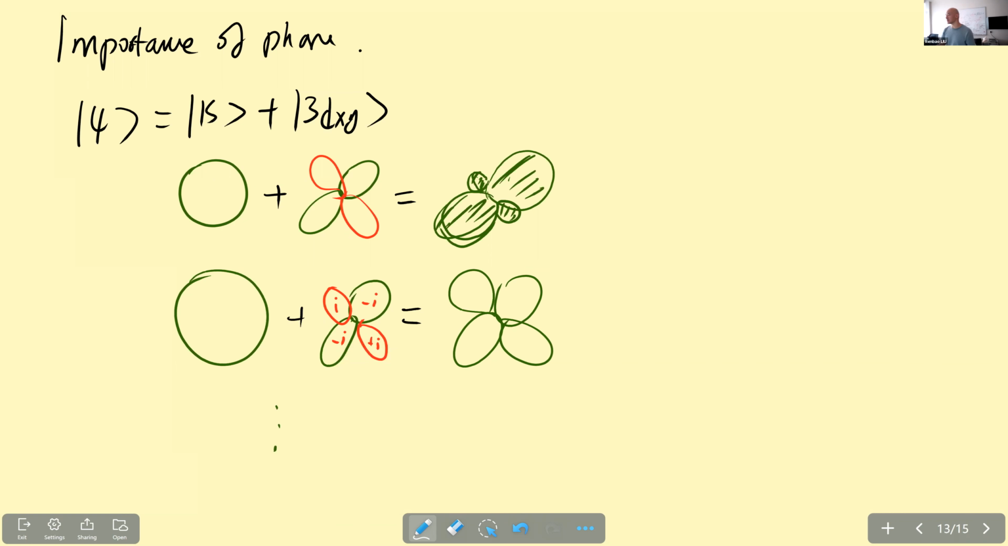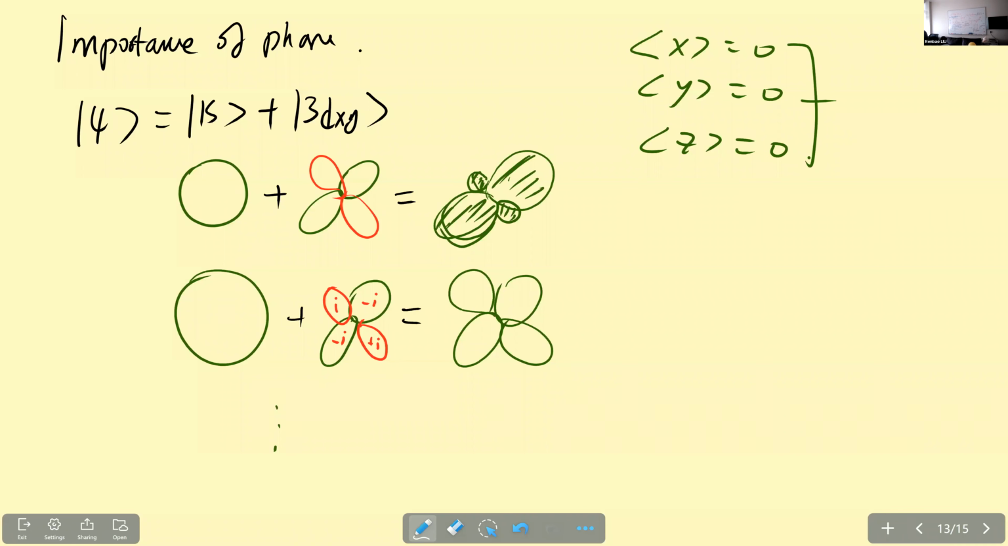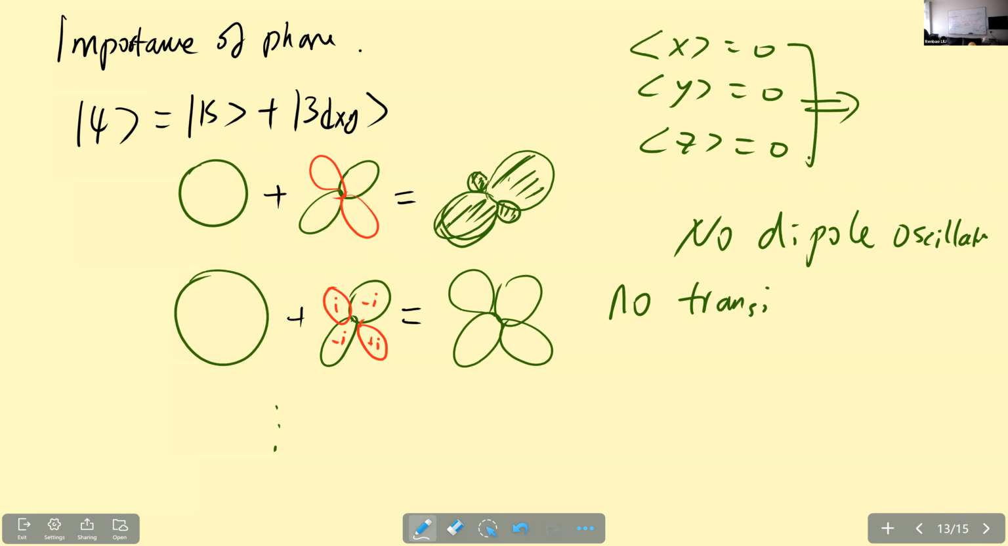So immediately you can see that in all of this case, x equal to 0 and y equal to 0. Of course, z also equal to 0. Okay, so that means there's no dipole oscillation. That means no transition between 1s and 3d. Okay, so this 3d xy is just one of the states.